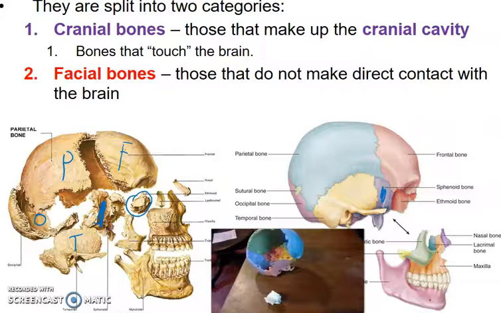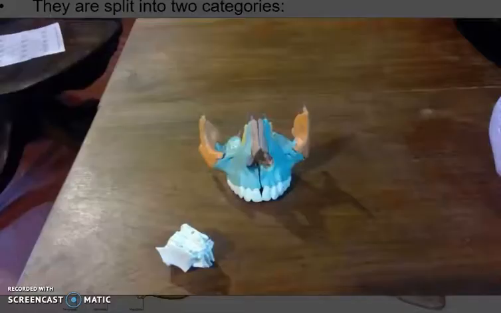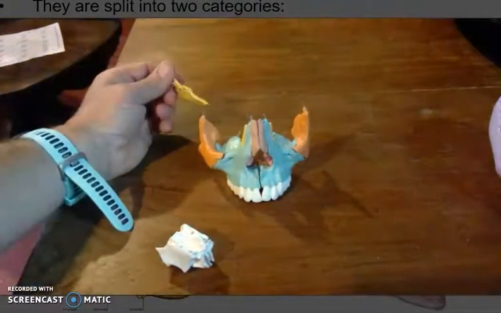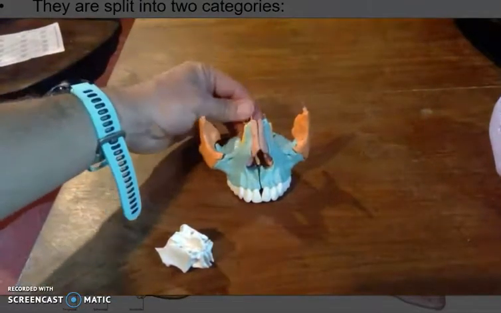And they are the mandible, the maxilla, the zygomatic bone, the nasal bone, the lacrimal bone, and these little bones inside your jaw, or inside your nasal cavity. So let us look at these bones. They generally do not touch the brain, so they are called facial bones.